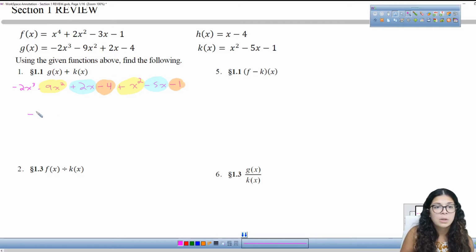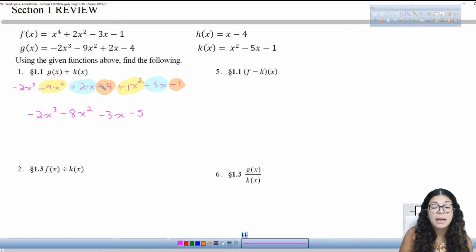The negative 2x cubed we can't combine with anything, so I'll just write it down. Negative 9 plus 1 is negative 8, and that's x squared. 2 minus 5 is negative 3x. Negative 4 minus 1 is negative 5. And that's our result.